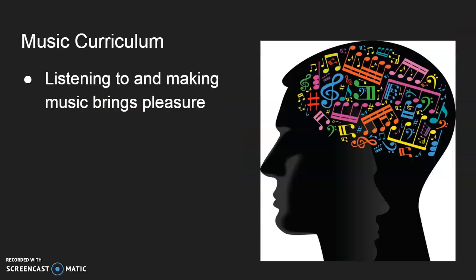The next part of arts curriculum is actually music curriculum, and music is really important in an early childhood classroom because listening to and making music brings pleasure to individuals, but also supports cognitive development. So this week I have provided you with an article on why music benefits the brain, which is really important for you to understand and make that correlation and make sure that you're providing children with experiences to explore music.